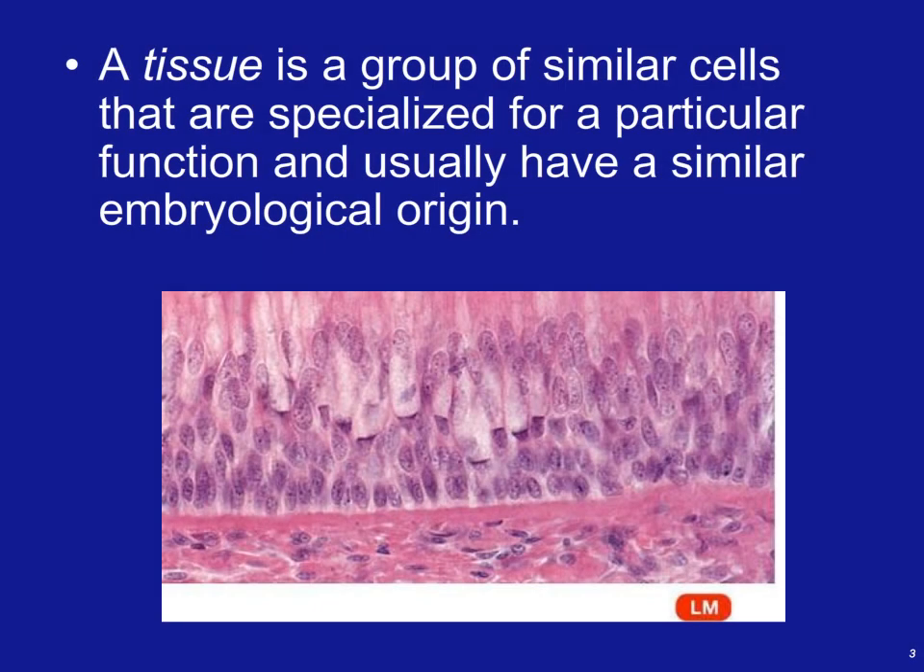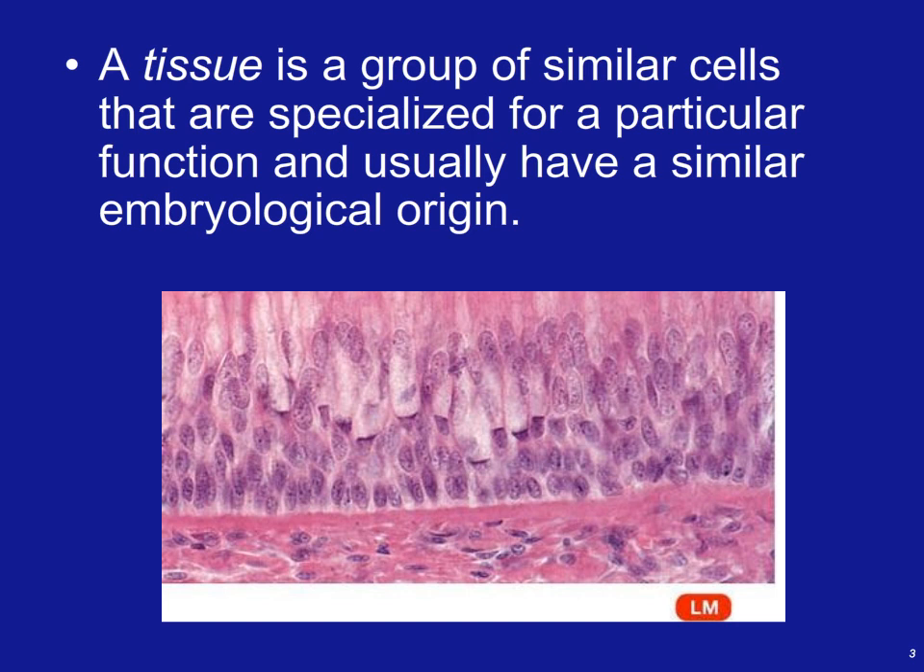So if you remember back to a couple lectures back when we had the organization of the human body, we said that a tissue is a group of similar cells that are specialized for a particular function or purpose and usually have a similar embryological origin. Now, we're not going to spend much time talking about embryological origin in this lecture, but you should consult your textbook. Basically, there are 3 different types of embryonic tissue, endoderm, ectoderm, and mesoderm, and each of these can become different types of mature tissues within the body.